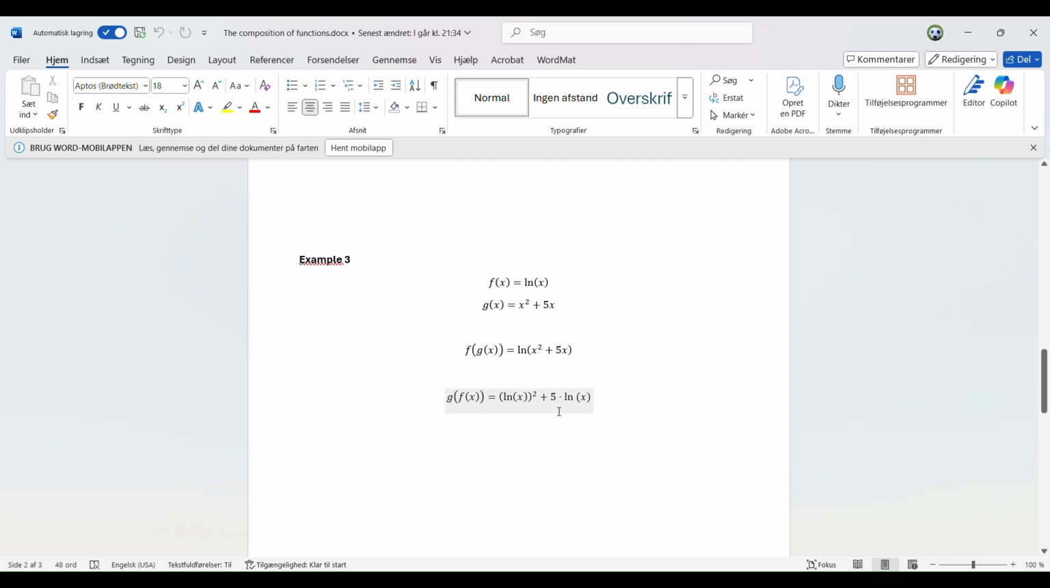And then we say plus 5 times ln of x, because it says x here, and now we have to put ln of x onto that spot. So that was our two compositions in example 3.